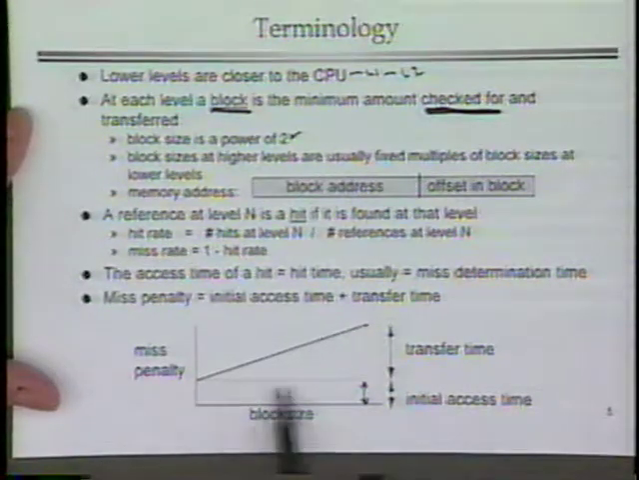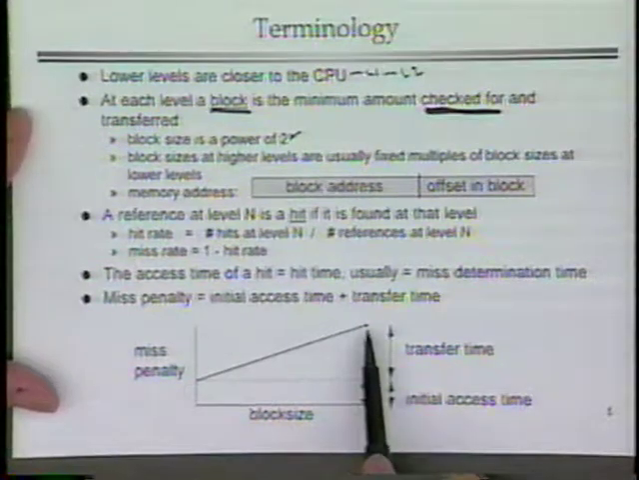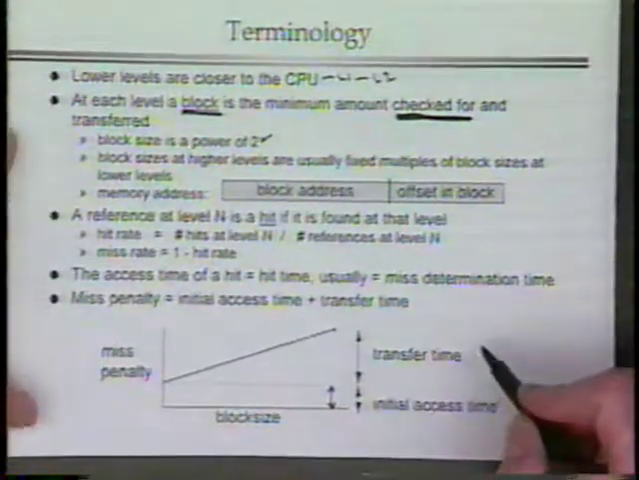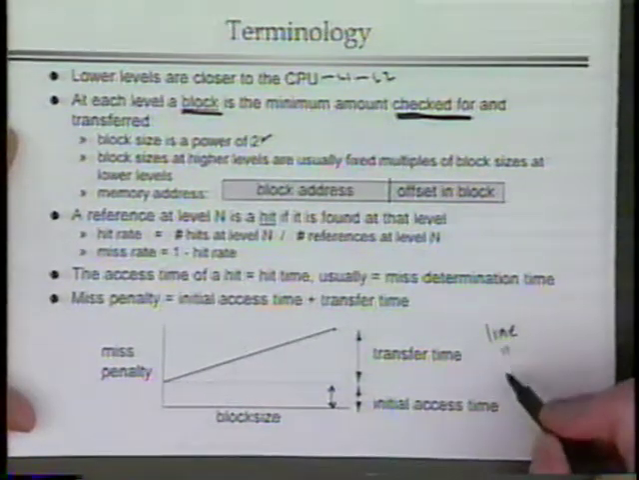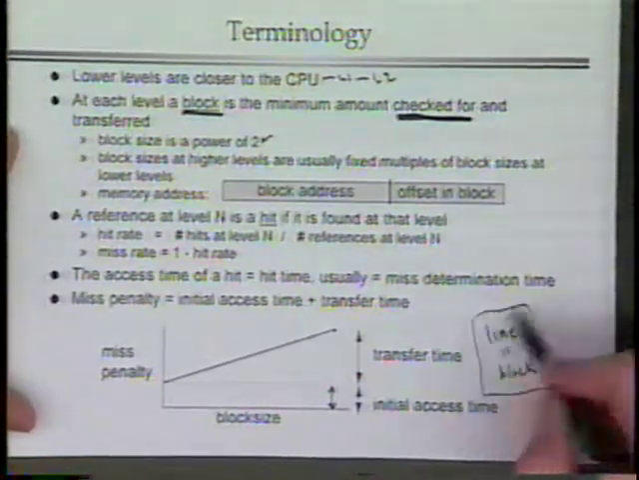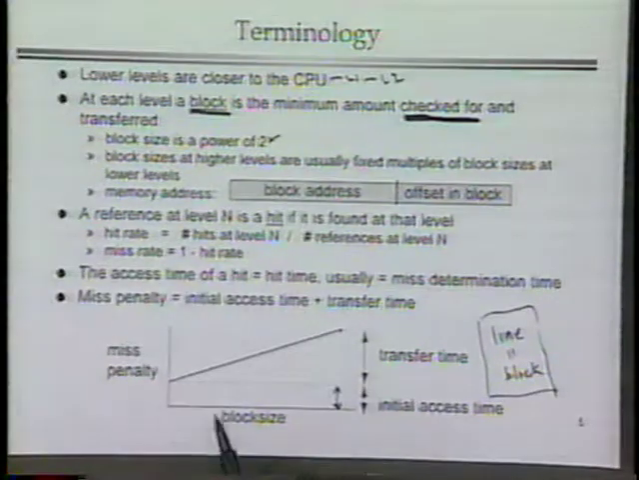So the initial access time is constant, and then the transfer time for the entire block or the entire line is a function of the block size. By the way, many people refer to what we're talking about here as lines as blocks. So if you see people talking about cache lines and cache blocks, they're basically the same thing. Okay, all very simple stuff.